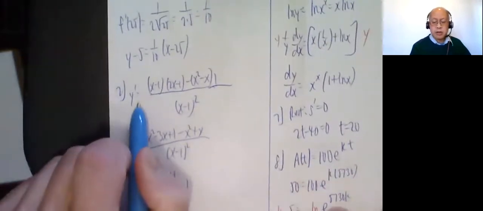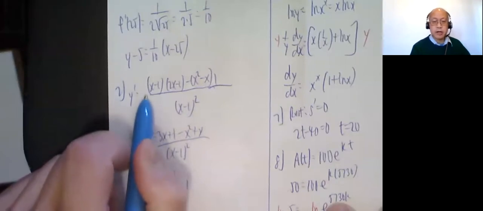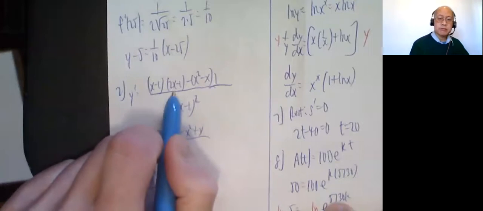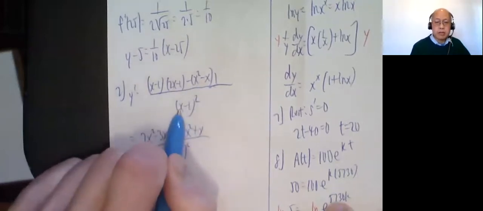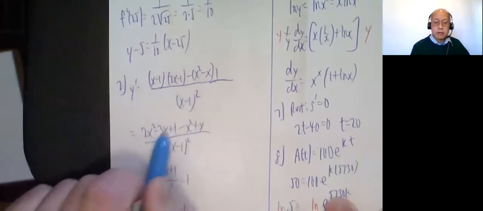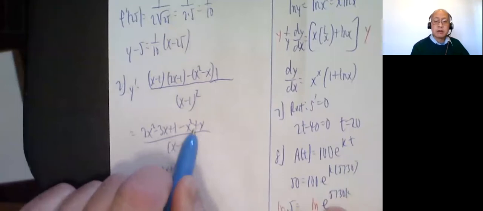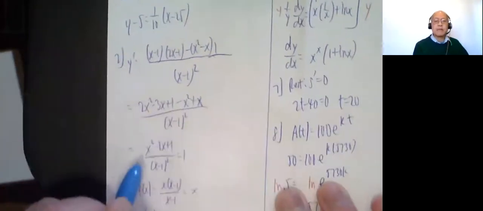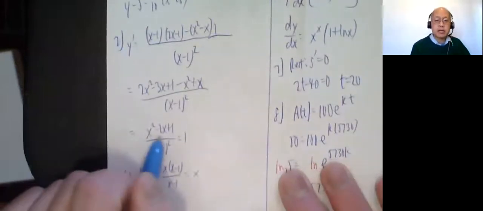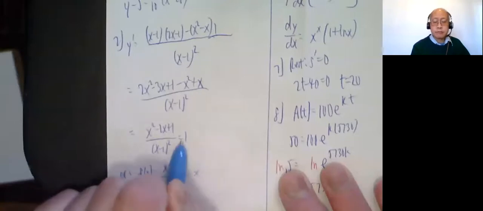Number 2, there's an easy way and a harder way to do it. The hard way is to just go ahead and do it with the quotient rule. So bottom times derivative of the top, minus the top times derivative of the bottom, all over the bottom squared. Multiply this out, 2x squared minus 3x plus 1 minus x squared plus x, that should be an x there, over x minus 1 squared. This comes out to be x squared minus 2x plus 1, which is exactly the denominator. The answer is 1.